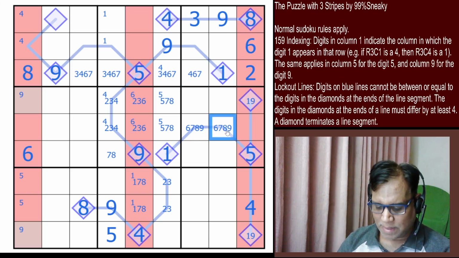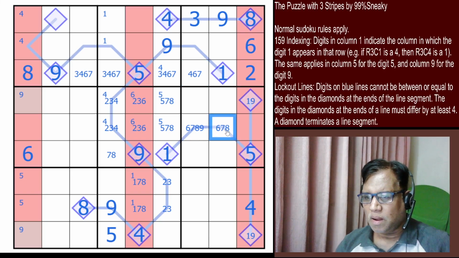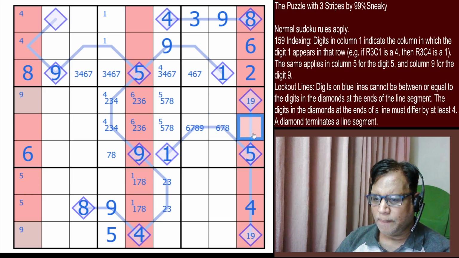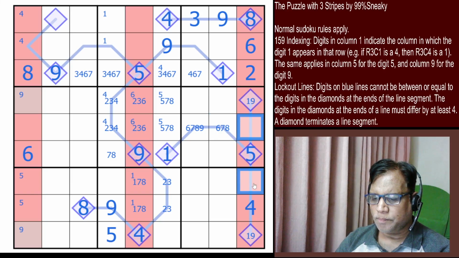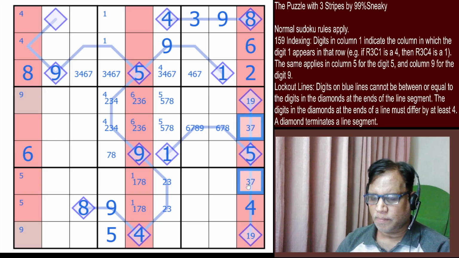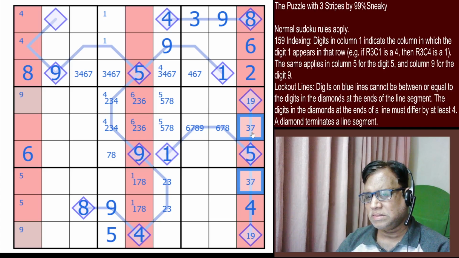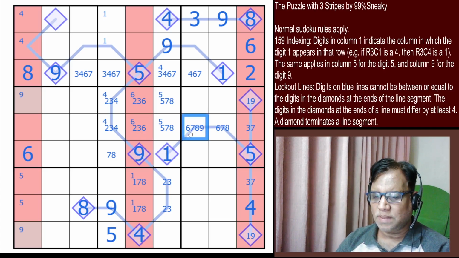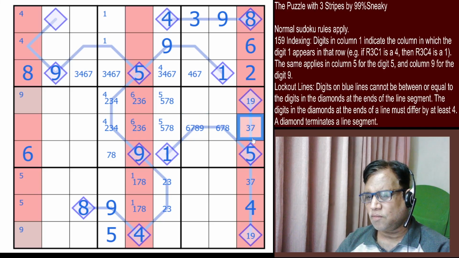That's 9, that can't be 9. 3 must be somewhere, right? Yeah, this has to be 3, 7, right? That could be 7, otherwise we would have known what that is.